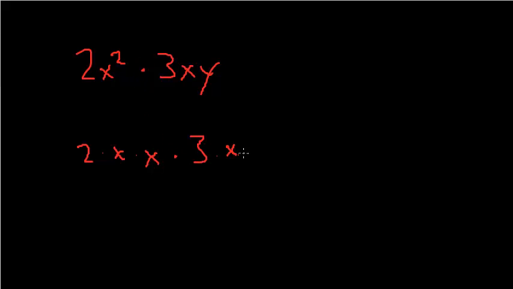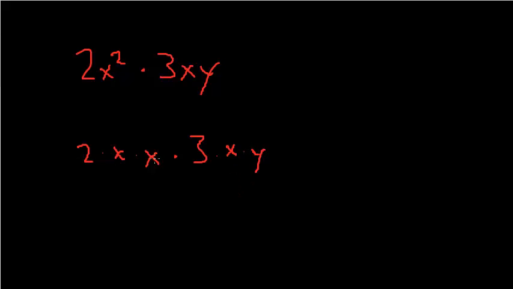Next, let's take a look at multiplying some expressions. Let's take 2x squared and multiply it by 3xy. Now let's break this down into its parts. Here 2x squared is really 2 times x times x. And this is being multiplied by 3 times x times y.